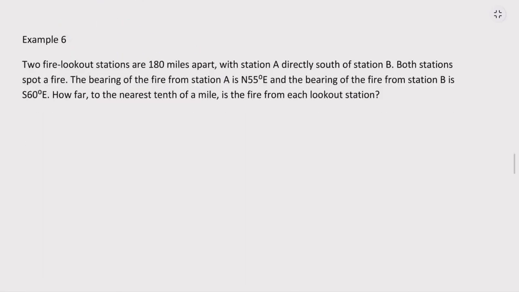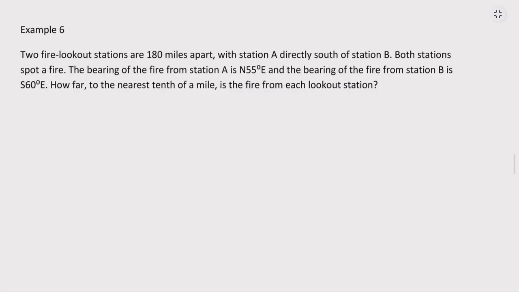Example 6, 2 fire outlook stations are 180 miles apart with Station A directly south of Station B. Both stations spot a fire. The bearing of the fire from Station A is north 55 degrees east, and the bearing from the fire to Station B is south 60 degrees east. How far to the nearest tenth of a mile is the fire from both lookout stations?